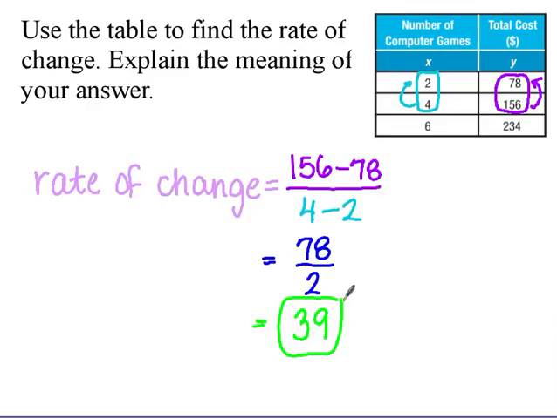Okay, and that should make sense because notice the difference in change from 2 to 4, it goes up $78. So if I have 3 in here, 3 is going to be halfway in between that, which will actually be, in this case, 117. So it would have increased $39.